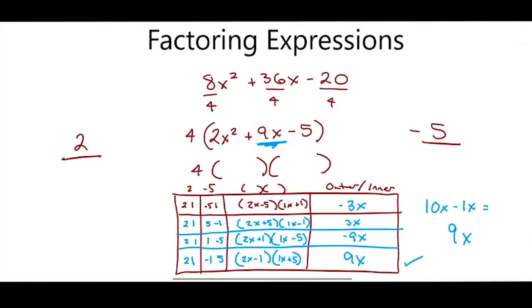So that means that 8x squared plus 36x minus 20 is equal to 4. Don't forget the 4 times 2x minus 1 times x plus 5.